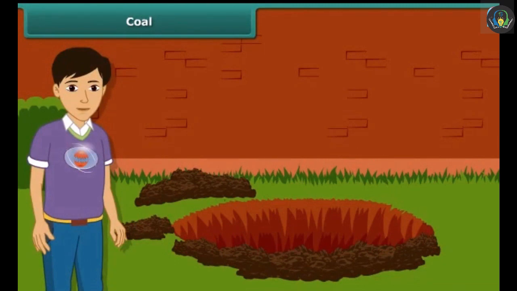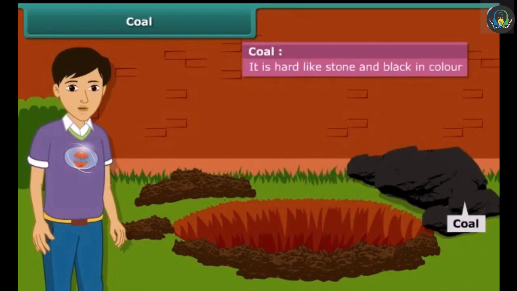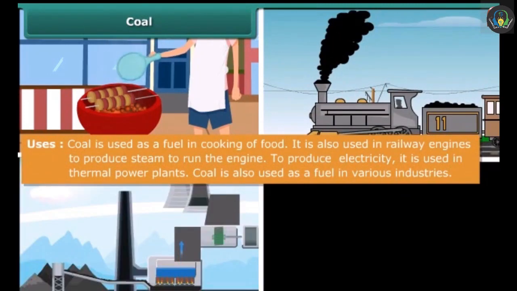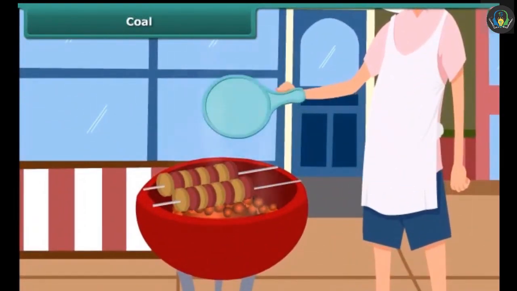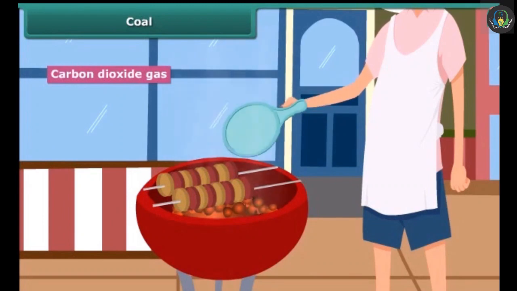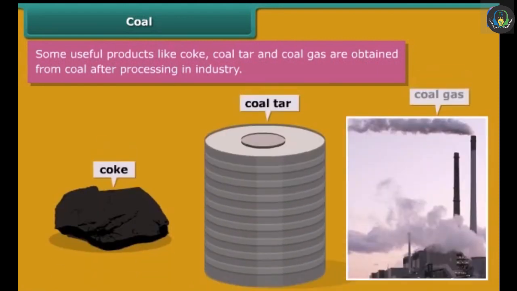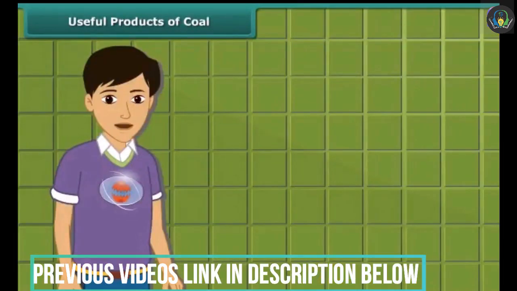You must have seen a black stone-like structure. Well, that is nothing but coal. It is hard and black in color. As you might know, coal is used for cooking, steam engines, thermal power plants and refineries. Now when coal is burned in the presence of air, it releases toxic carbon dioxide gas, which is very harmful to inhale. Some useful products of coal are coke, coal tar and coal gas, which are obtained by processing coal. So let us understand in detail.